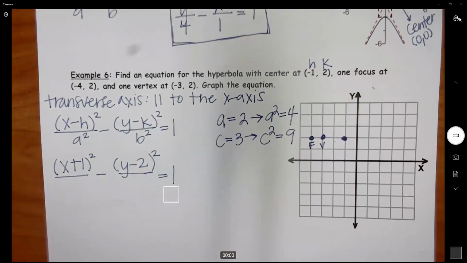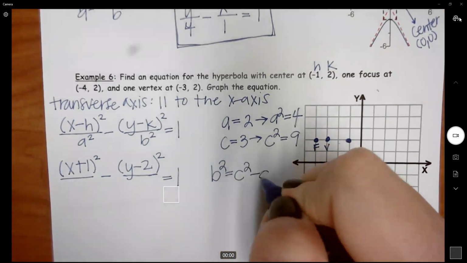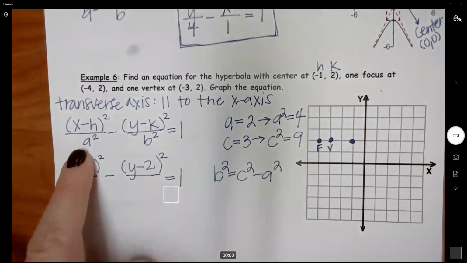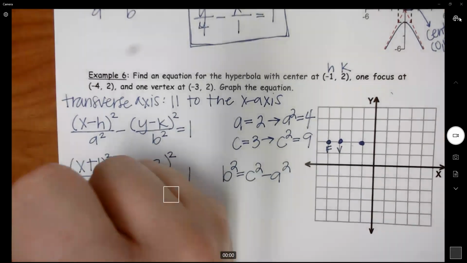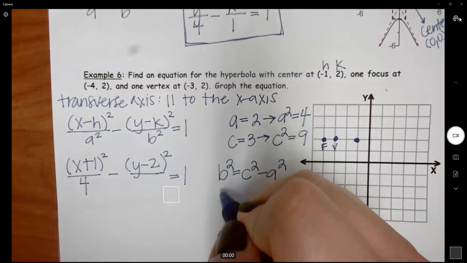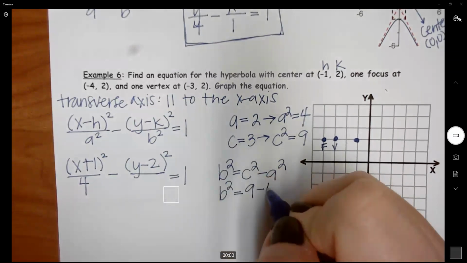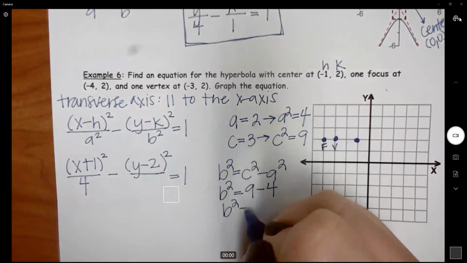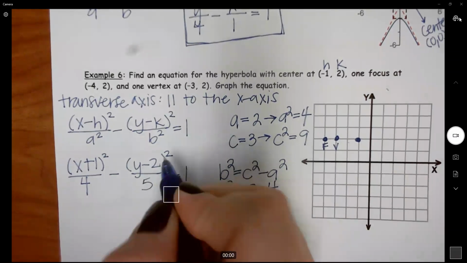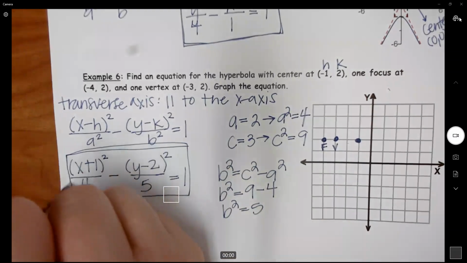So let's use our formula of b squared equals c squared minus a squared to find b. So I can plug that in here, because I do have a squared, right? a squared is 4. So let's see what b squared is. b squared equals 9 minus 4. So my b squared is 5. So there's my equation.